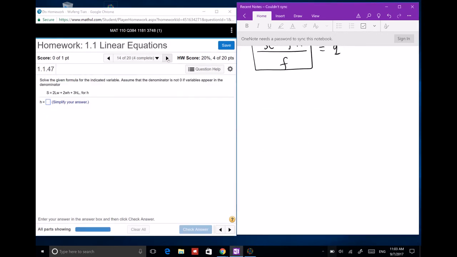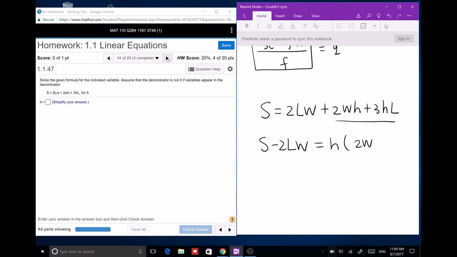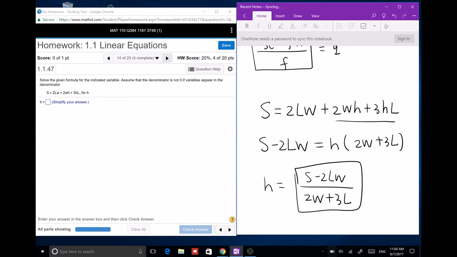So next one, solve for H. S equals 2LW plus 2WH plus 3HL. We want to solve for H. So S minus 2LW equals, we factor H out, H times (2W plus 3L). And then H equals (S minus 2LW) divided by (2W plus 3L). This is the final answer.